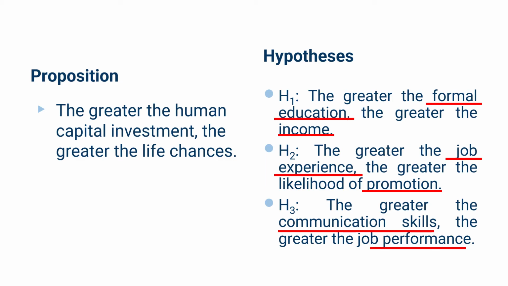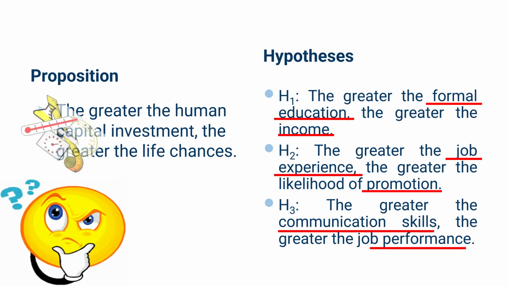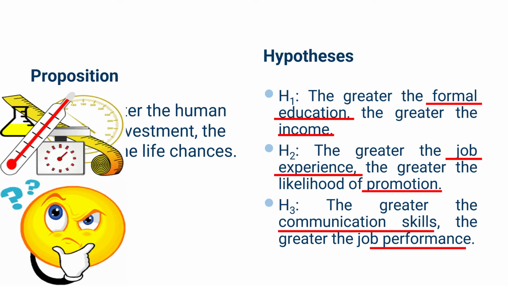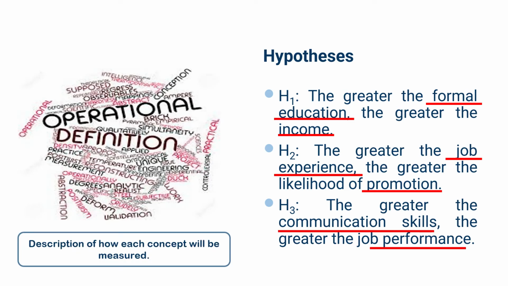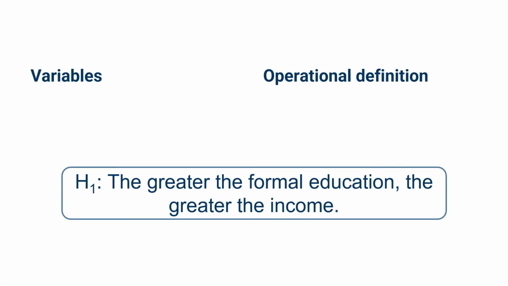Now let's put the focus on formal education, income, job experience, promotion, communication skills, and job performance, because one of the things that would be asked of you during your proposal hearing is, how will you measure these variables? These are already what we call variables. How would you measure them? To measure them, you will come up with their operational definition. An operational definition describes how each concept will be measured. Let's take the first hypothesis as an example. The first hypothesis says the greater the formal education, the greater the income.